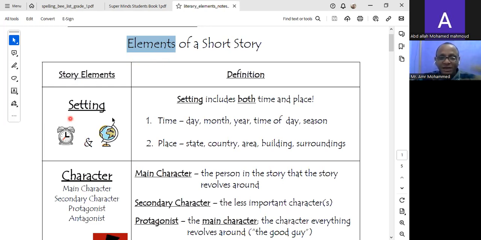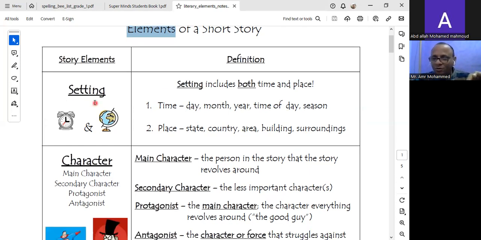The first one is the setting. What is the setting? The setting includes both time and place. Time like day, month, year, time of the day, season, or anything related to time. You set up a time for your short story from the very beginning, in the beginning paragraph. And the place: the state, the country, the area, the building, the surroundings of this place. In the introductory paragraph, you also set a particular mood for your short story, like you speak about the weather, the feelings of the characters, the emotions of the characters.